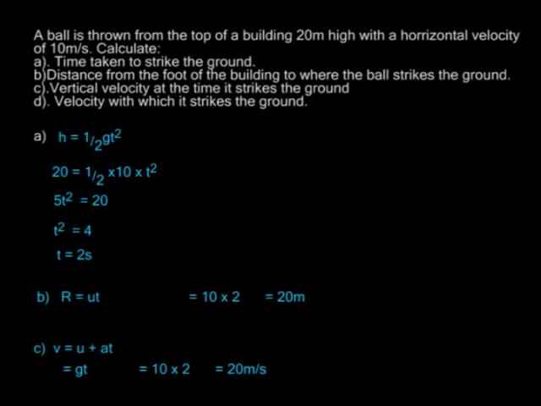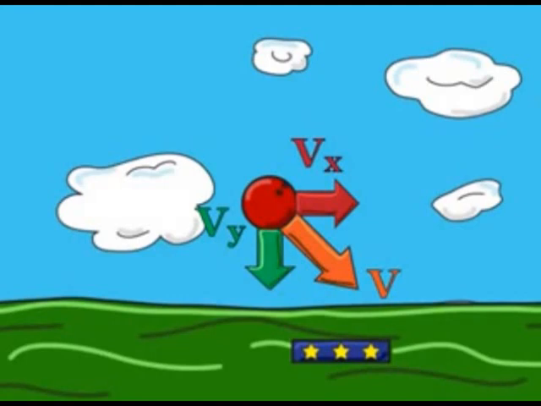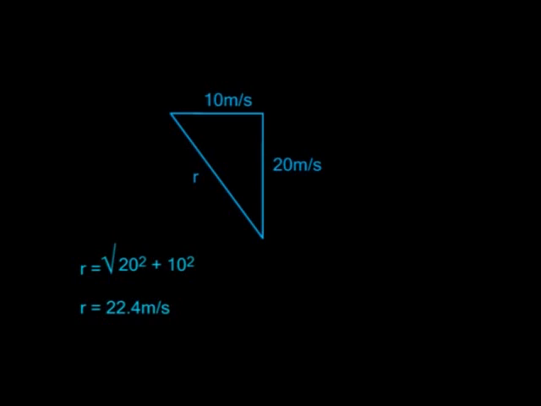And finally D, the velocity with which it strikes the ground. As the ball hits the ground, it has two components of velocity: horizontal, which is 10 meters per second, and the vertical, which we have calculated as 20 meters per second. Remember that velocity is a vector quantity, so we can calculate the velocity at impact using the Pythagoras theorem. So r is the resultant velocity, and so we shall have r is equal to square root of 10 squared plus 20 squared, and r is equal to 22.4 meters per second.